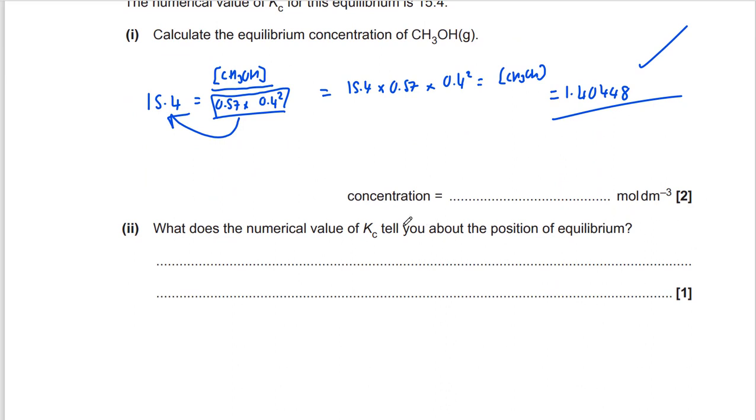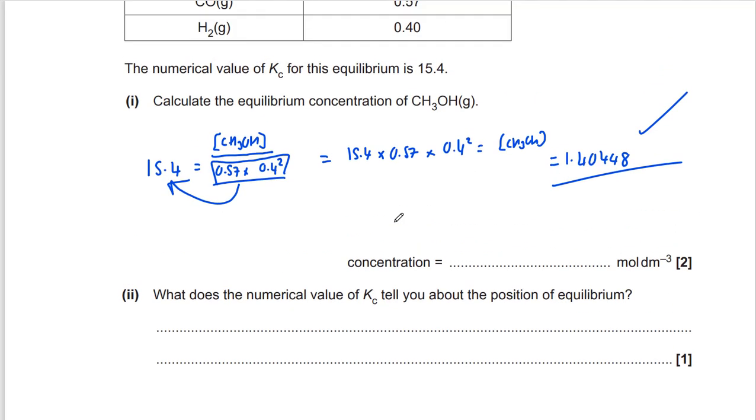What does the numerical value tell you about the position of equilibrium? So what that means is if Kc is 15.4, where is the position of equilibrium? So very, very straightforward answer to this.